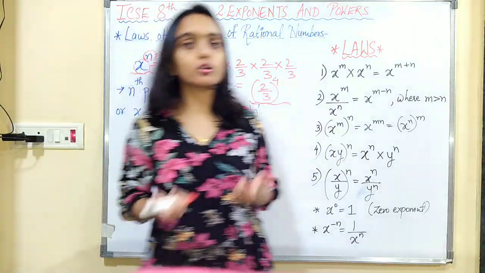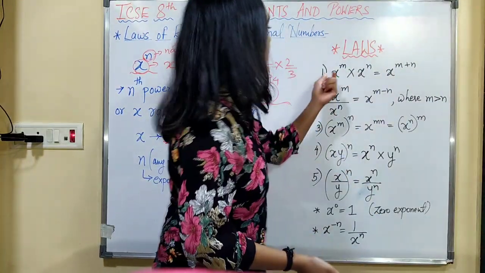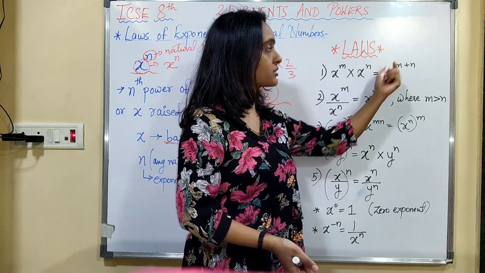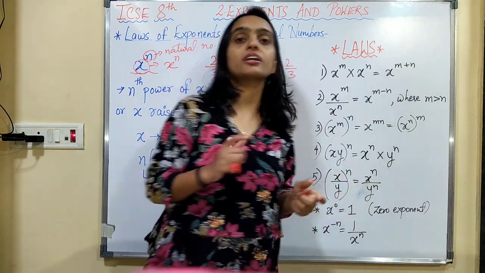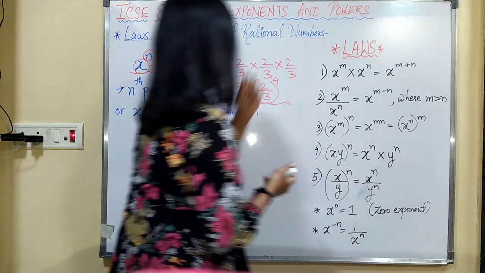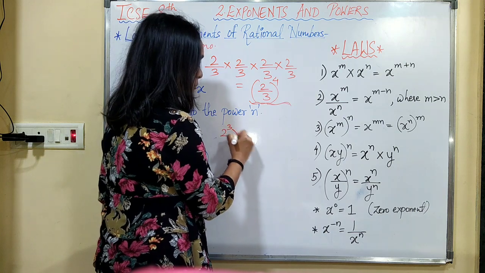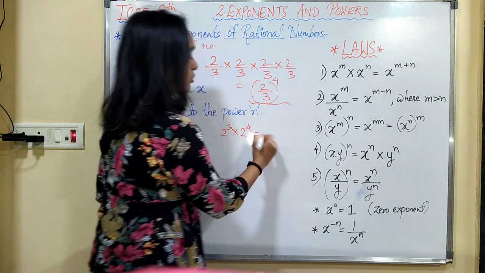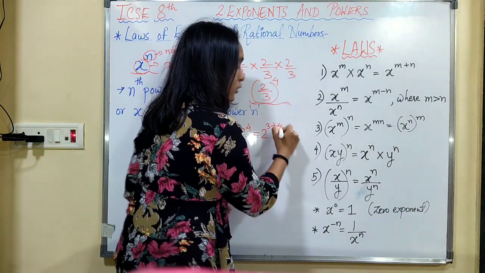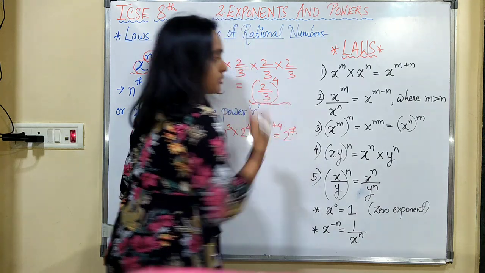Now there are some rules, or you can say laws of exponents, which are as follows. x raised to m multiplied by x raised to n equals x raised to m plus n. This is said to be the law of product. For example, if I have 2 raised to 3 multiplied by 2 raised to 4, this can be written as 2 raised to 3 plus 4 according to this law. That is, you will get 2 raised to 7.